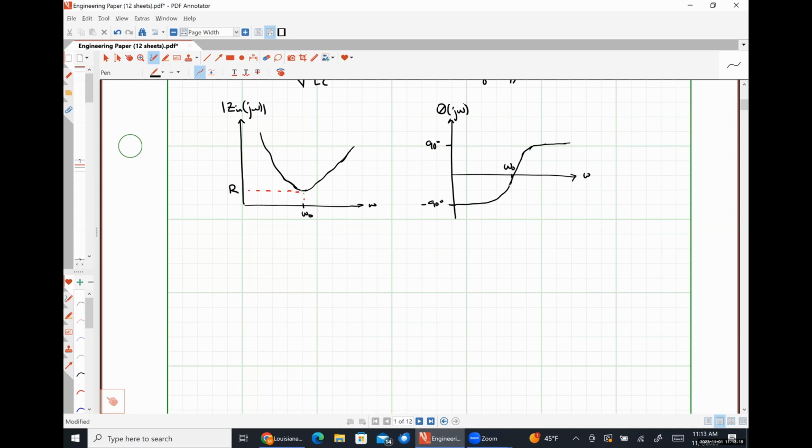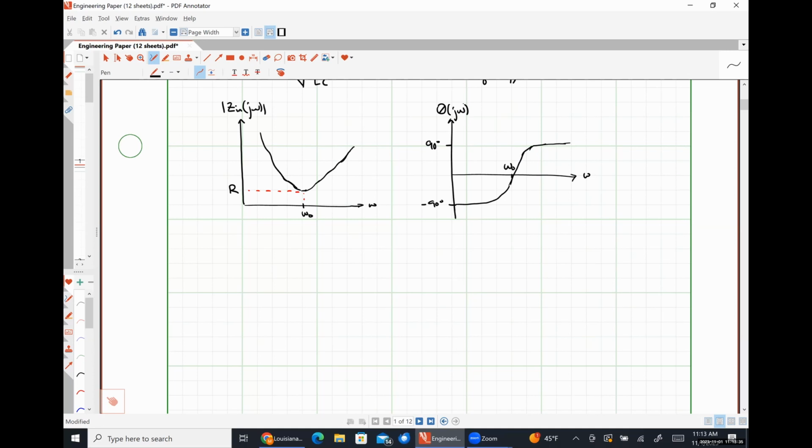When I get near my resonant frequency, the whole point of resonance is that the positive reactance of my inductor exactly cancels out the negative reactance of my capacitor. So the only thing that's left is effectively my resistance.